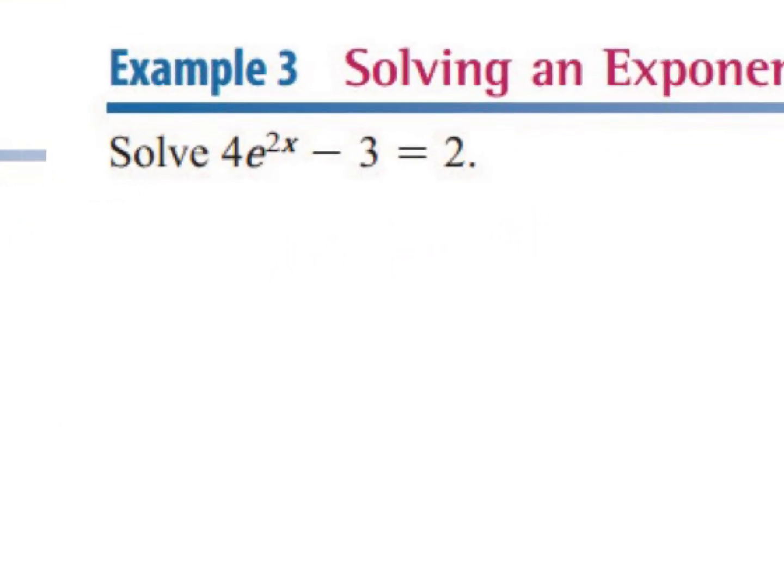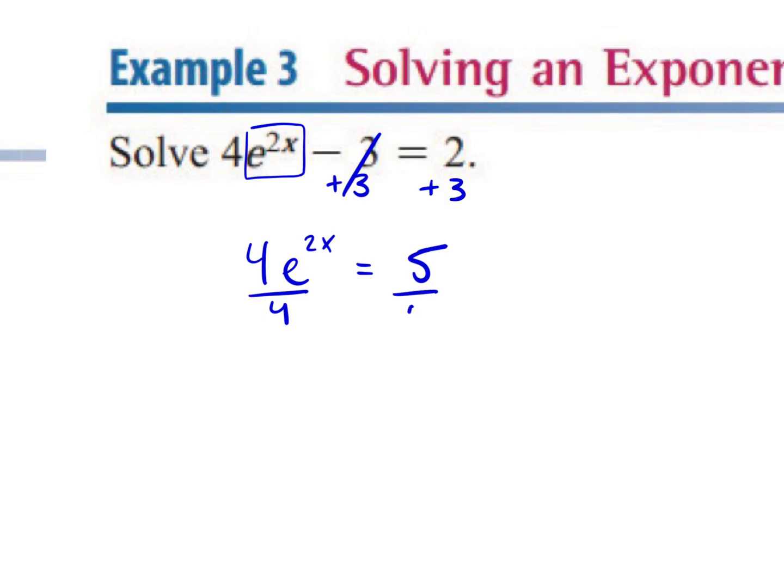So with example 3, we need to get the base with the exponent all by itself first. What should I do first here? Add 3. So 4 times e to the power of 2x equals 5. What should we do next? Divide by 4. So e to the power of 2x equals 5 over 4.